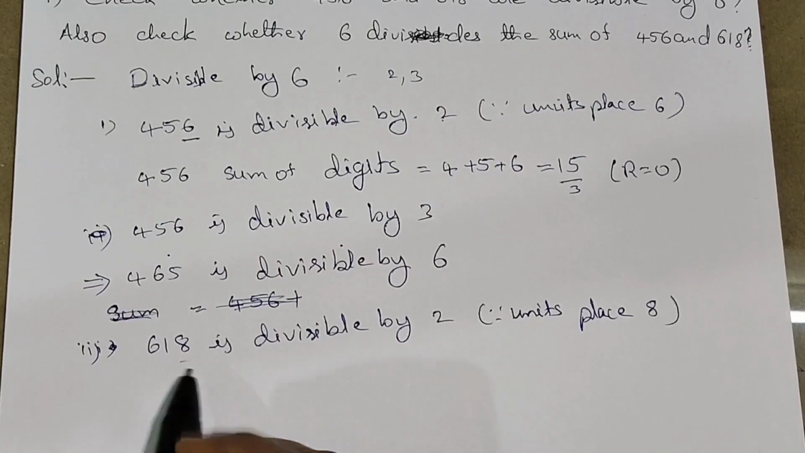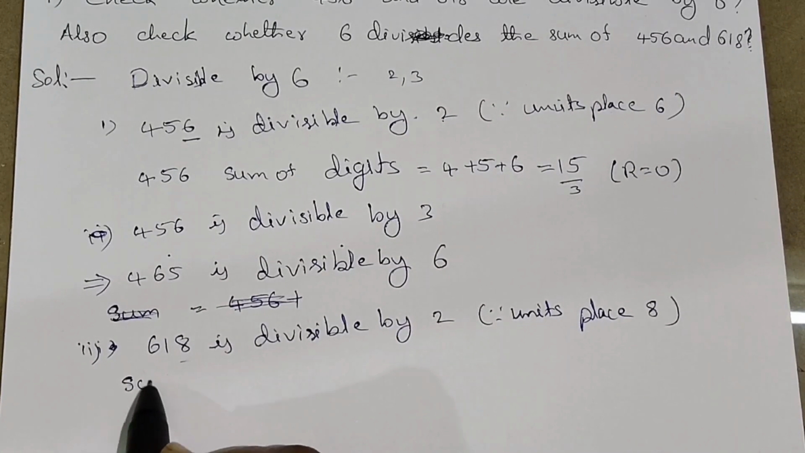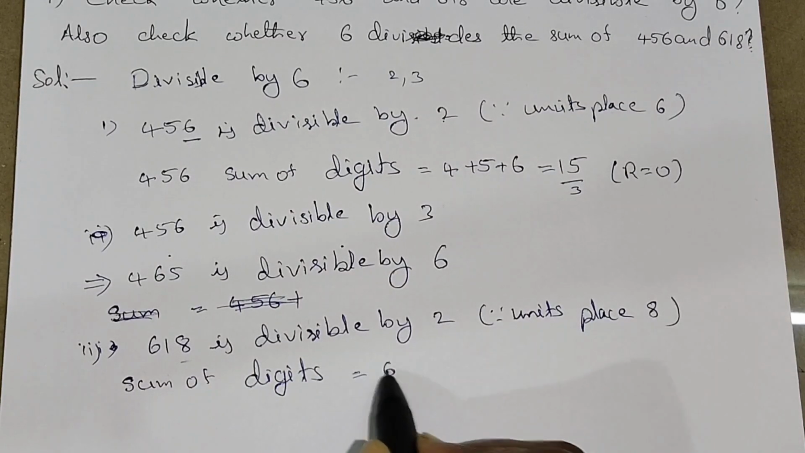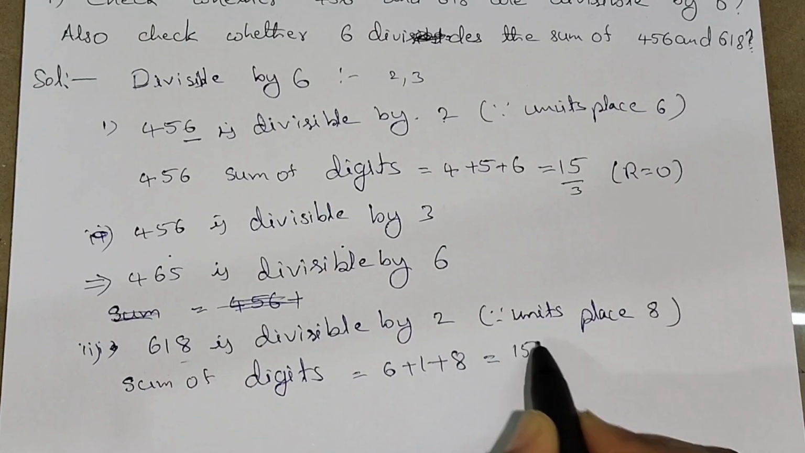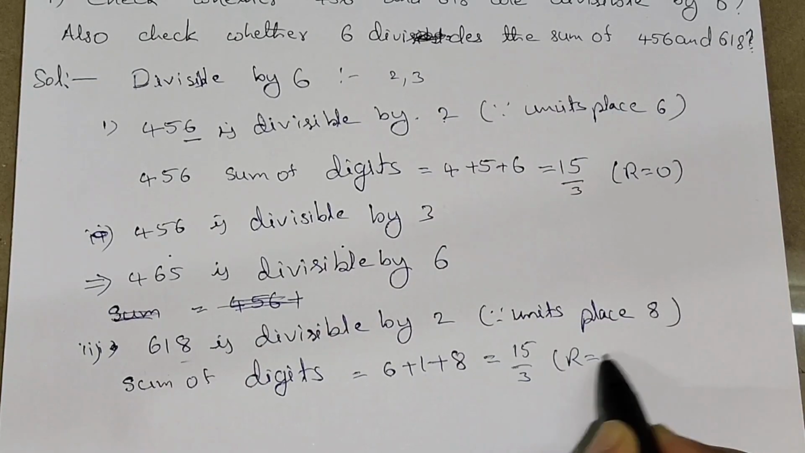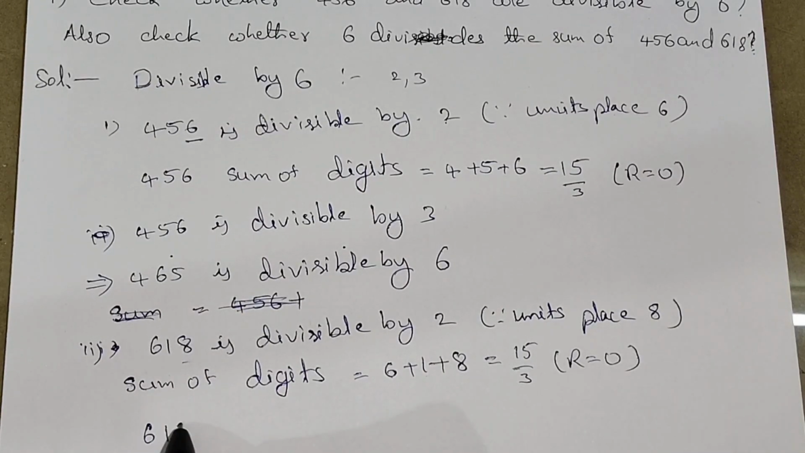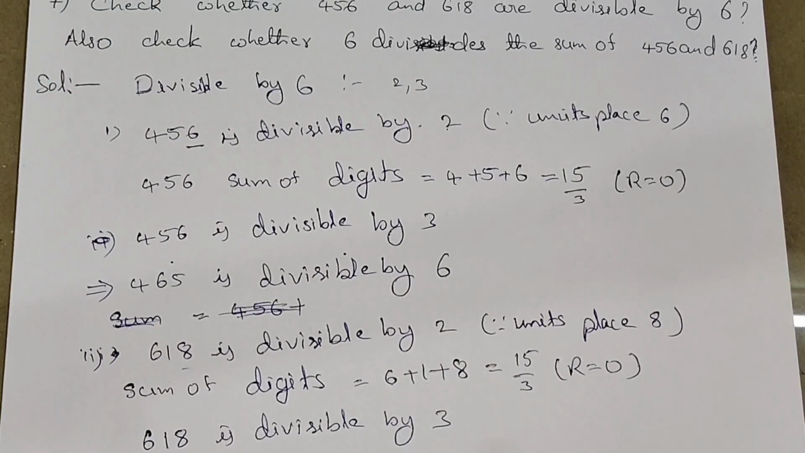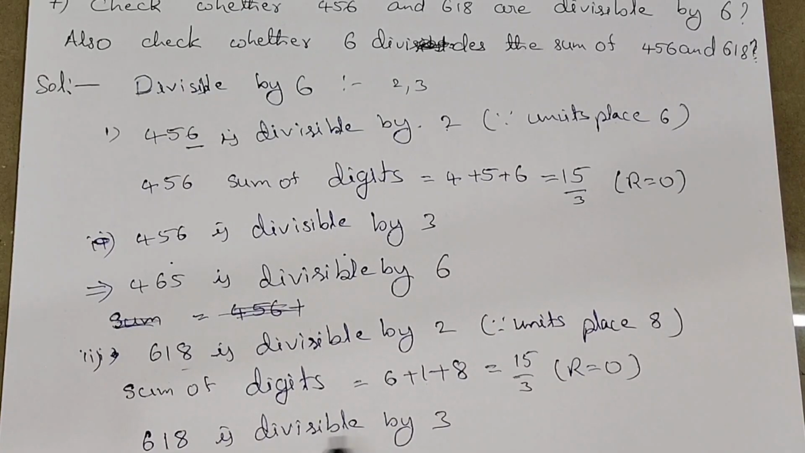Next we check the divisibility rule of 3. The sum of the digits equals 6 plus 1 plus 8, that is 6 plus 1 is 7, plus 8 is 15. 15 is divisible by 3, the remainder equals 0. So 618 is divisible by 3. So 618 is divisible by 2 and 618 is divisible by 3.